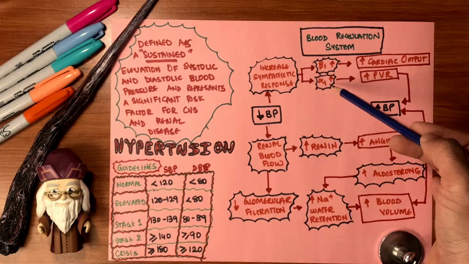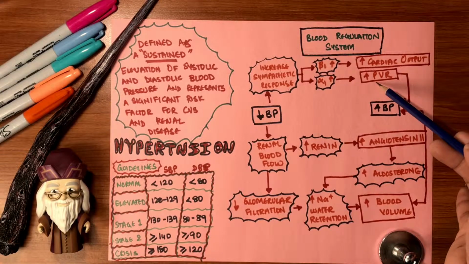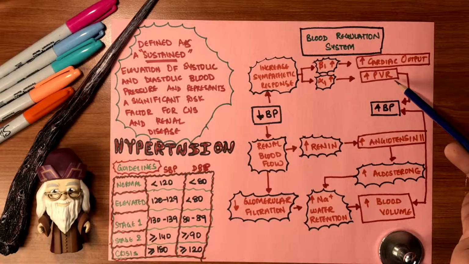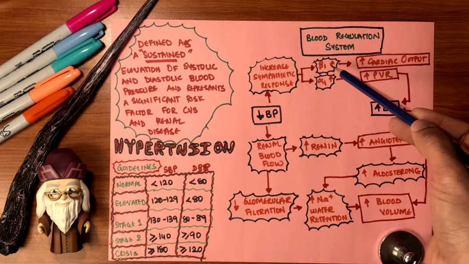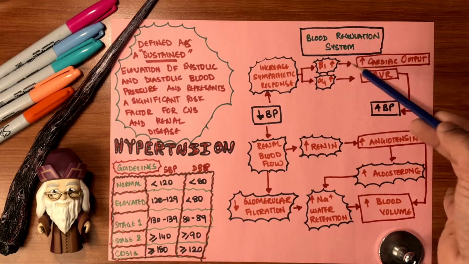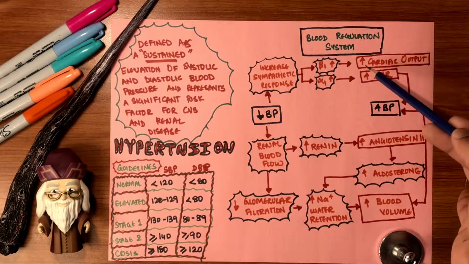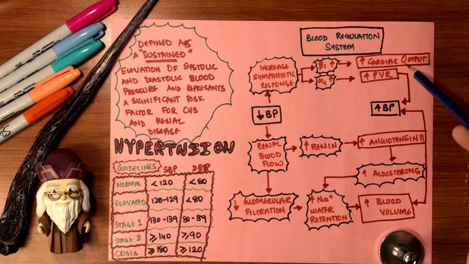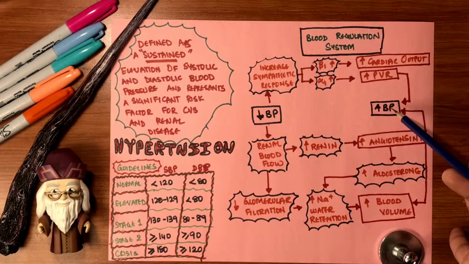When alpha 1 is agonized in the sympathetic response, there is an increase in the peripheral vascular resistance, which is vasoconstriction. And when beta 1 is agonized, the cardiac output increases. With both in mind, the blood pressure increases.